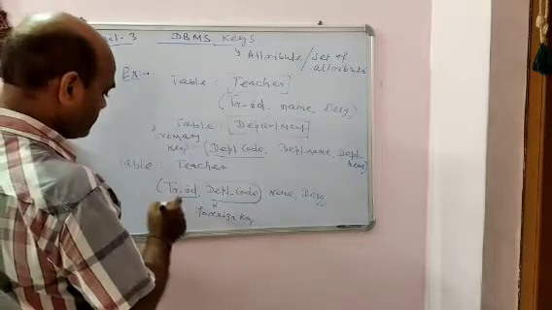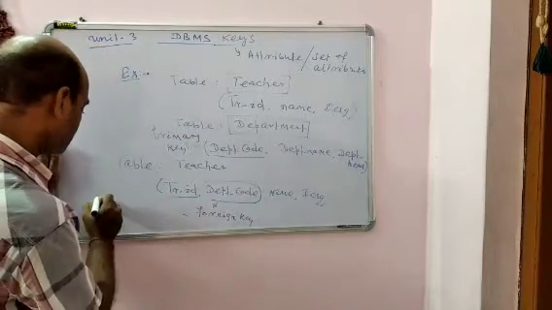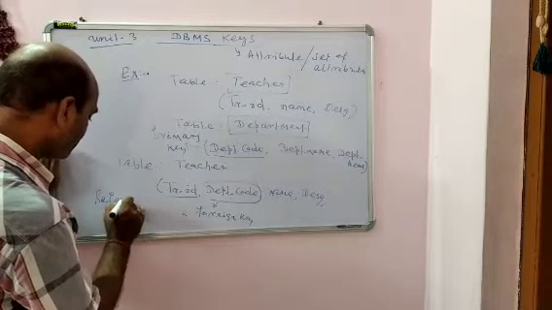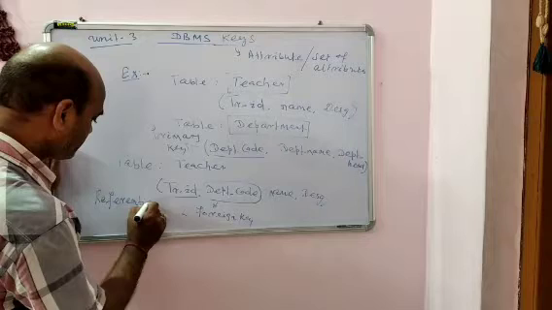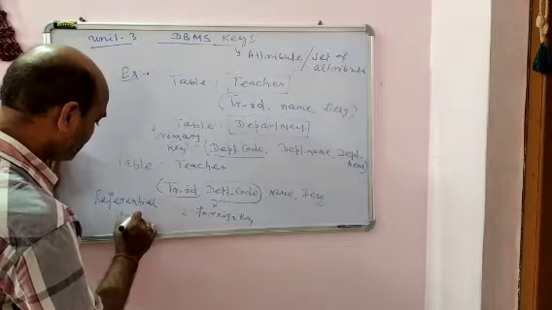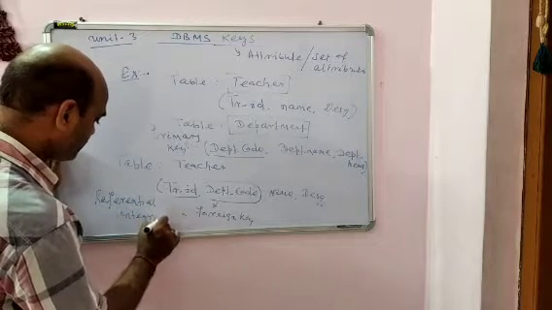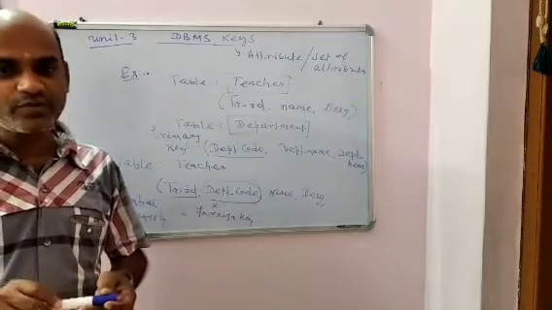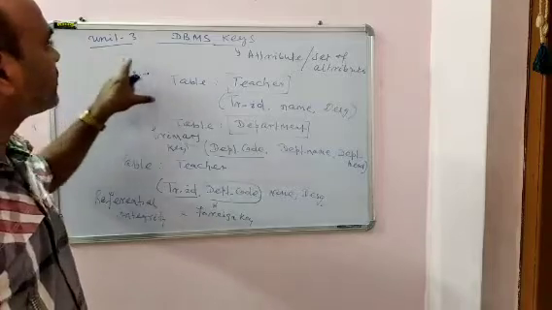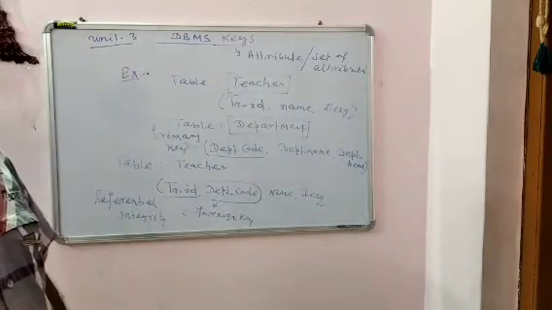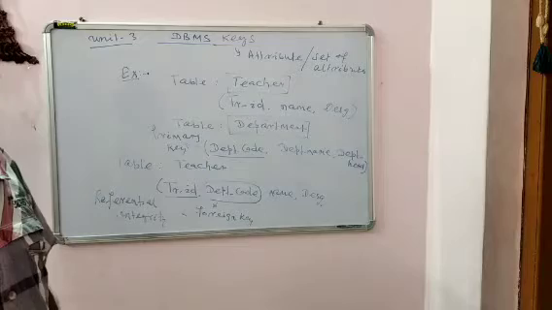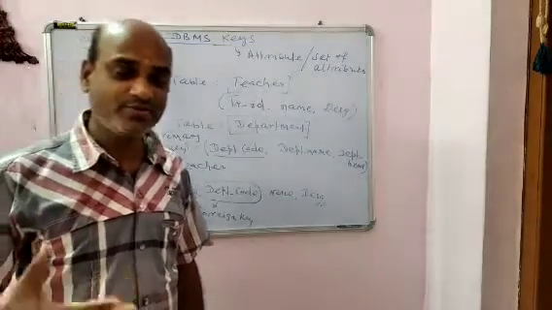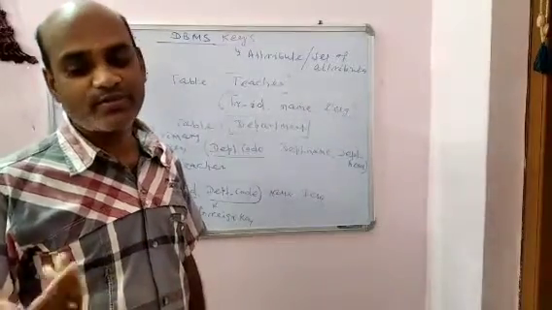This foreign key is also called referential integrity. Okay, this is the referential integrity. So the most important keys, primary key and foreign key, are the most frequently used DBMS keys in a database table.